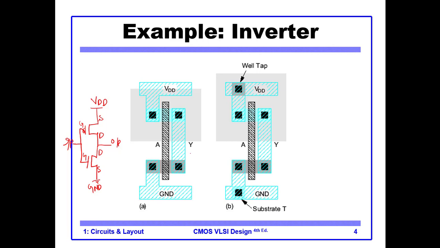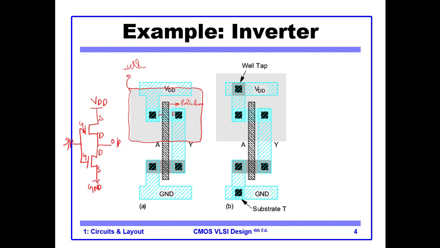So let's try to see how the different things map. If I consider the PMOS, this is the N well. This is your well, this is the VDD. This one is your source, this one is the drain, this vertical line is your polysilicon.